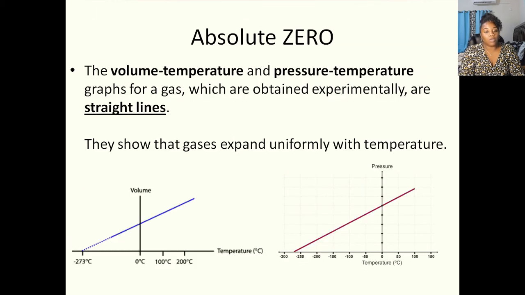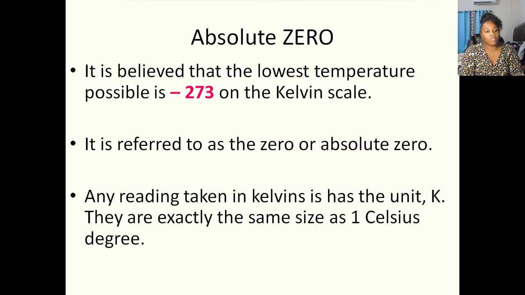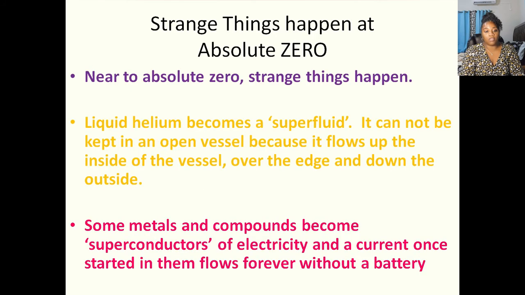The volume-temperature and pressure-temperature graphs for a gas, which are obtained experimentally, are straight lines. They show that gases expand uniformly with temperature. It is believed that the lowest temperature possible is negative 273 degrees Celsius, and it is referred to as zero or absolute zero. Any reading taken in kelvins has the unit K. They are exactly the same size as 1 Celsius degree.